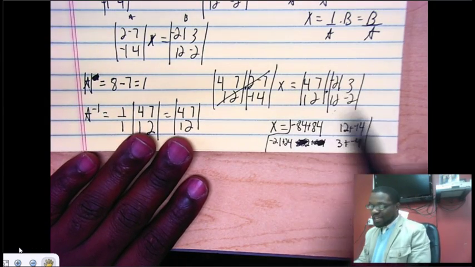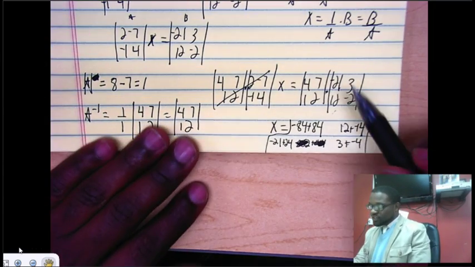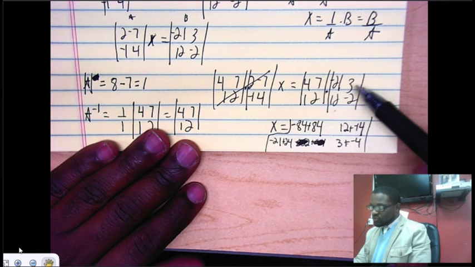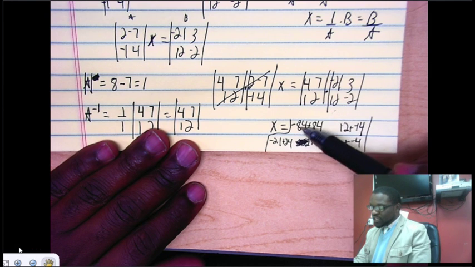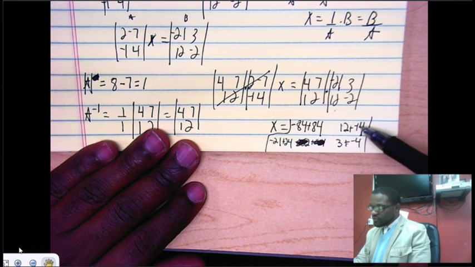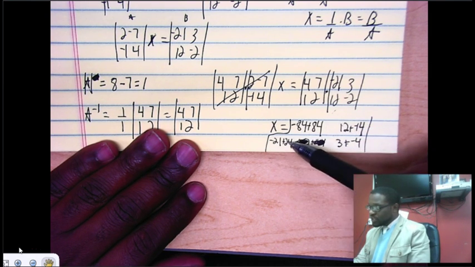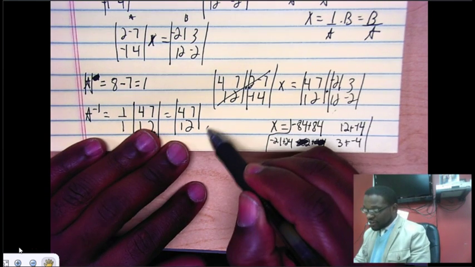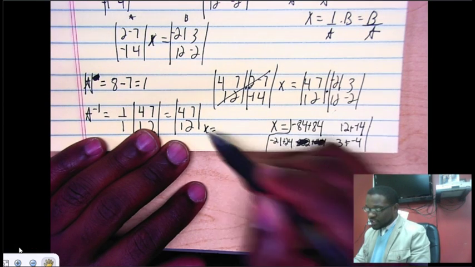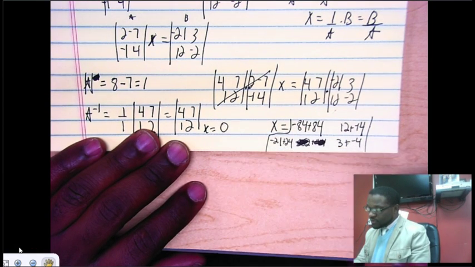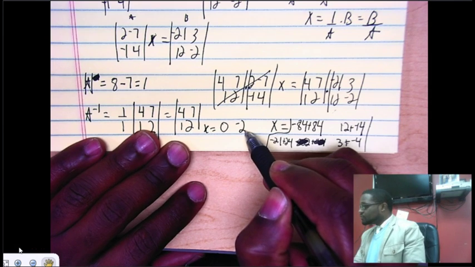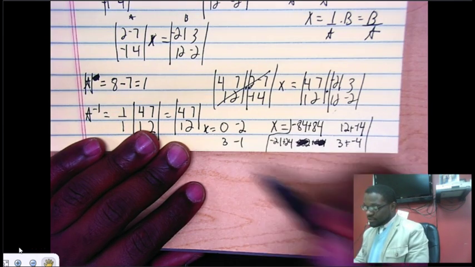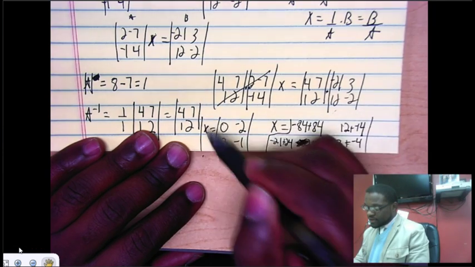Alright, not having a pencil, I messed up. But I went ahead and multiplied these. I keep skipping because, for the sake of time, we should already know how to multiply. I multiplied these two matrices, and when you do, you'll get negative 84 plus 4, 12 plus negative 14, negative 21 plus 24, and 3 plus 4. And so my final answer, my X matrix, is 0, negative 2, 3, and negative 1. That's my answer there.